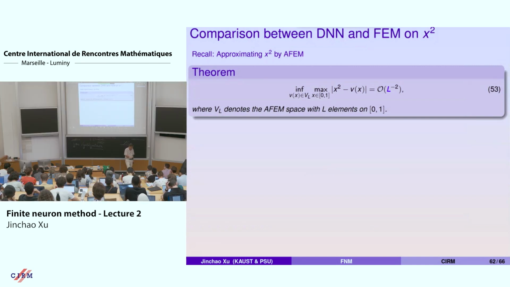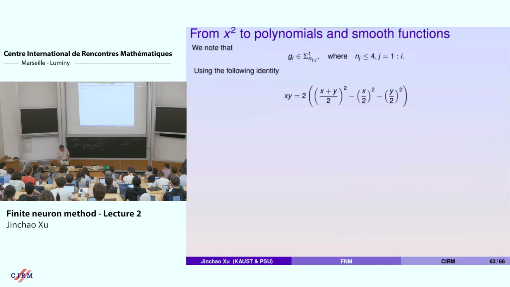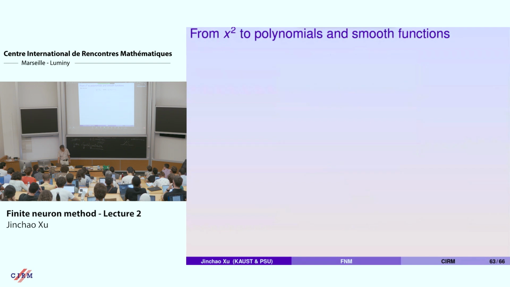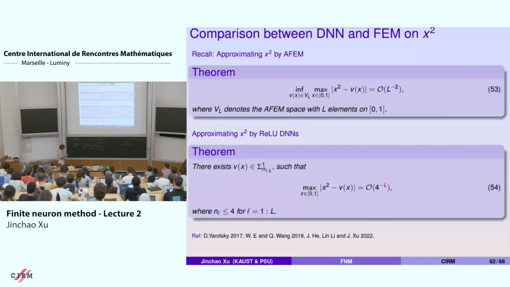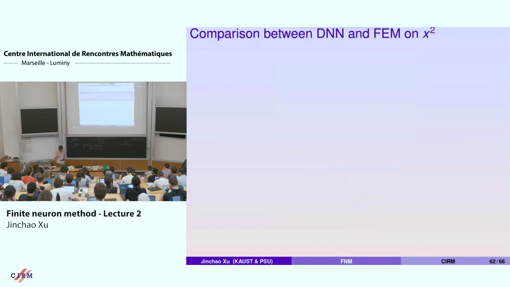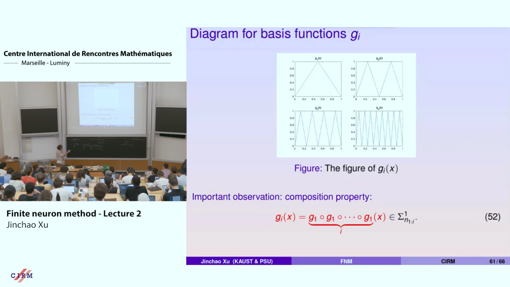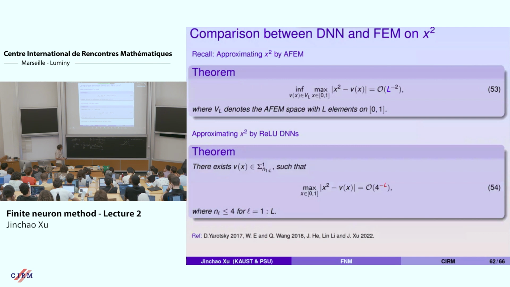For example, you take x squared, you can approximate it, and you have exponential convergence. Let me see. Yeah, if you take these sawtooth functions as a basis, as one basis function, okay? This is one function, that's the second function, this is the third function, this is the fourth function. If you do these things as one basis function, you can approximate this x squared exponentially accurately.